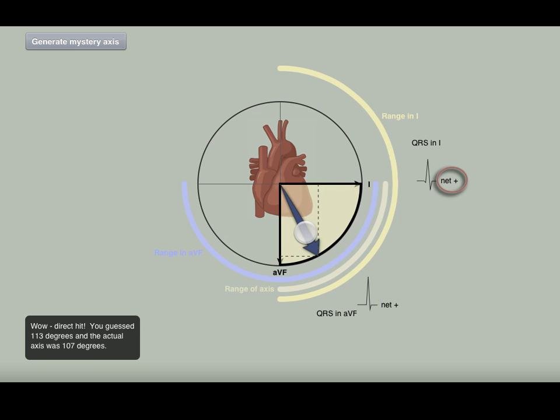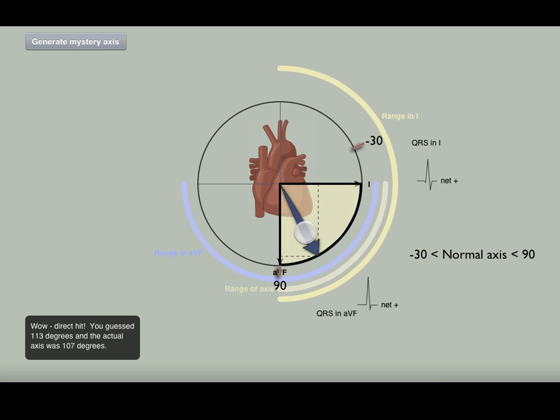Likewise, the QRS in 1 is net positive, meaning the vector projects positively onto lead 1. The vector must fall in the left half of the circle, the patient's left, or the right side of the screen, and this is shown by the yellow arc. To satisfy both these conditions, the axis vector must fall somewhere in the overlap region, shown by the green arc labeled range of axis. The normal axis includes the range -30 to 90 degrees.